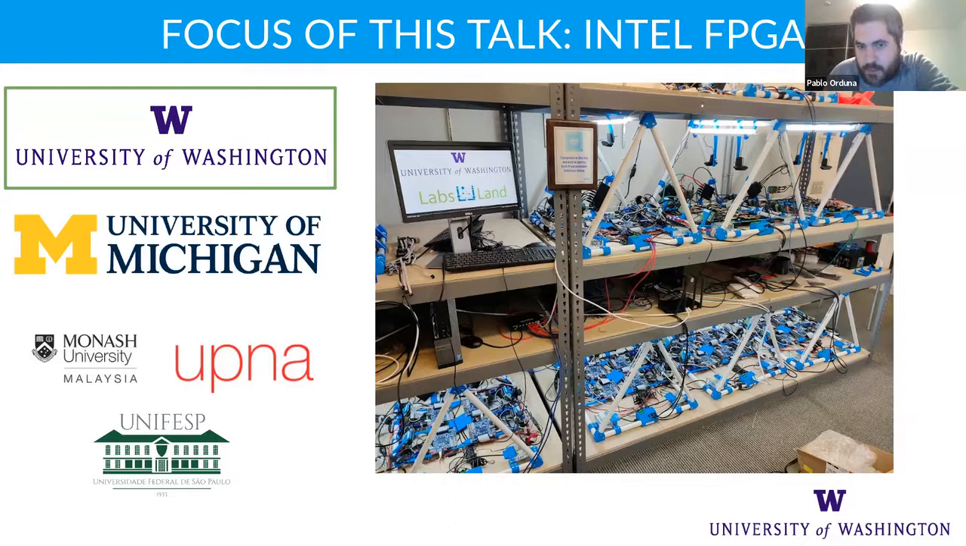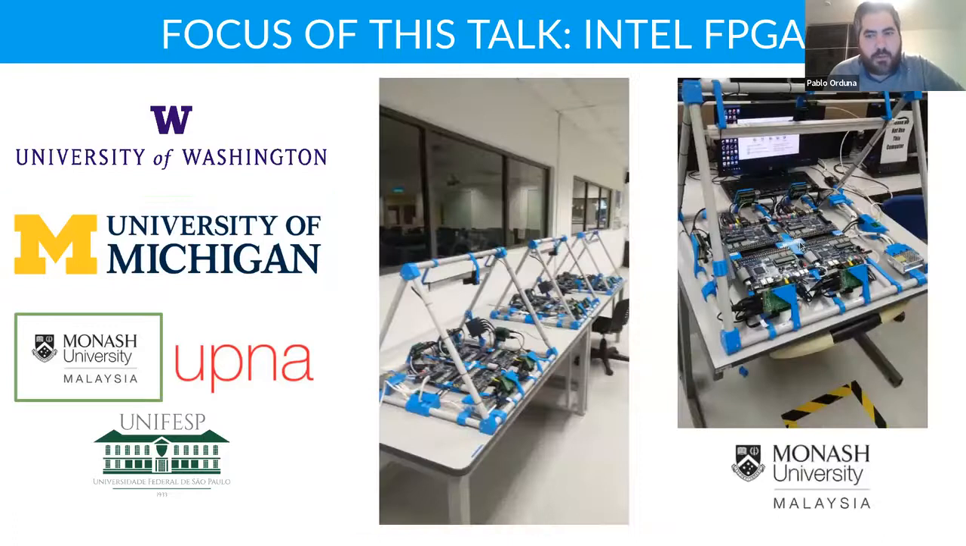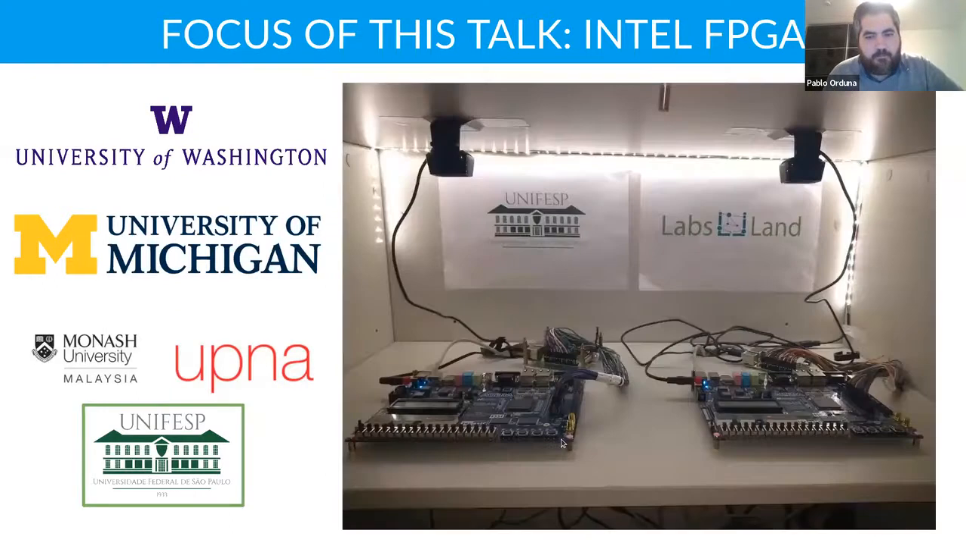This is the one at the University of Washington, but we also have one at the University of Michigan. Here you see also other types of FPGAs, the DE2-115. At Monash University in Malaysia, we also have FPGAs of the DE2-115, different copies of this. At the Public University of Navarre, same thing. And at Unifesp, the Federal University of Sao Paulo, same thing. We have different copies and so on.